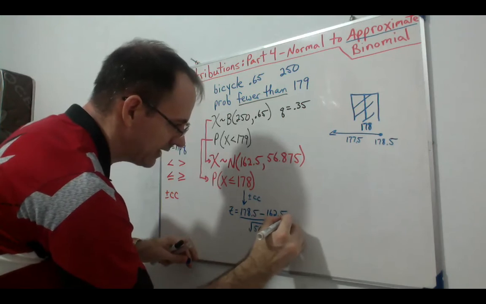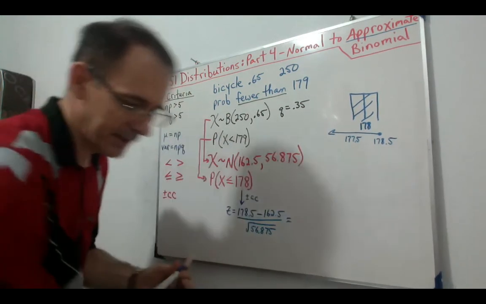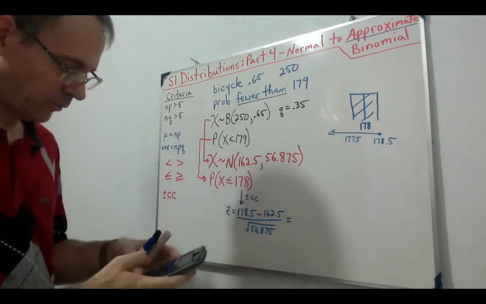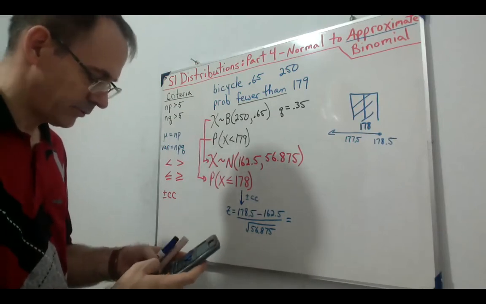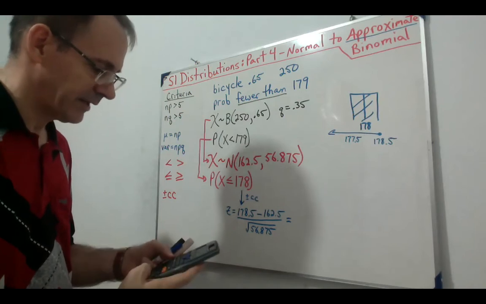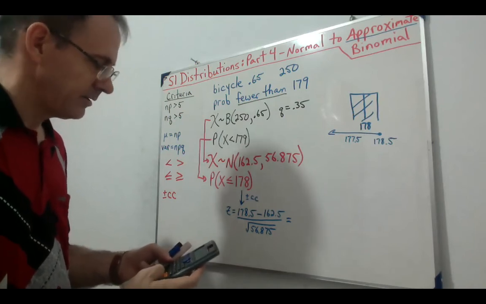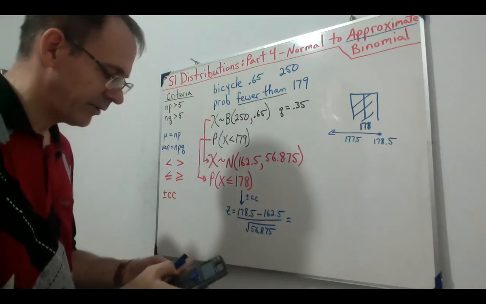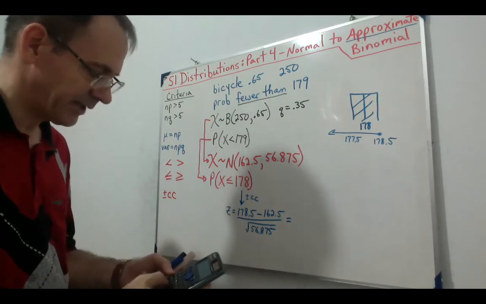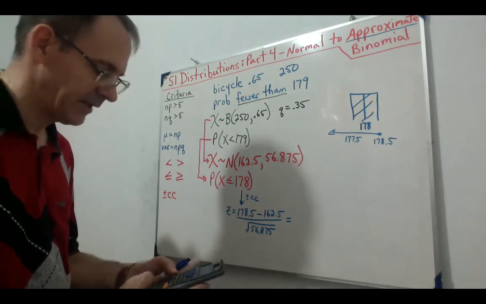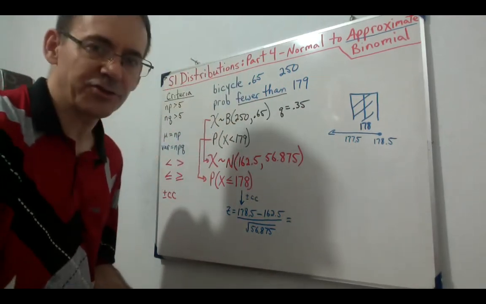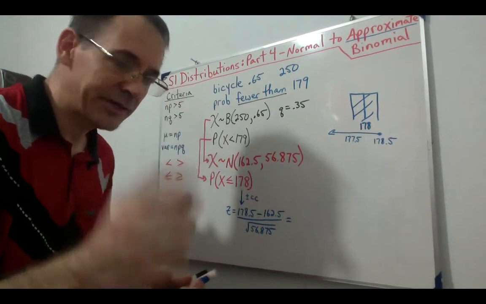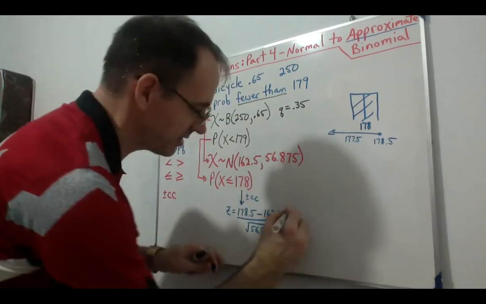So when we calculate this on our calculator, we get 178.5 minus 162.5 divided by the square root of 56.875, which equals 2.12. Don't forget to take 3 decimal places because it's the Z number.